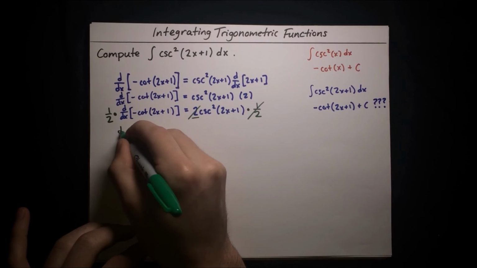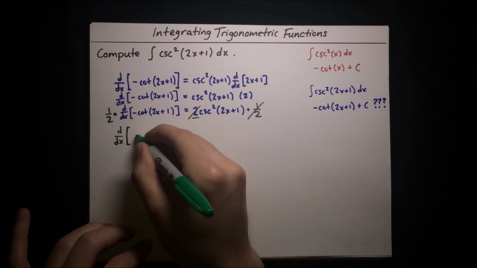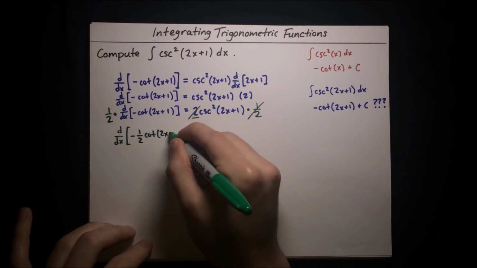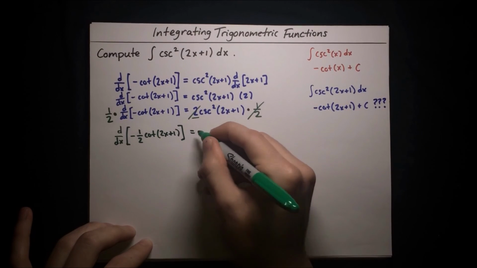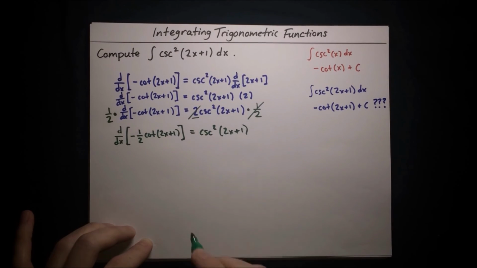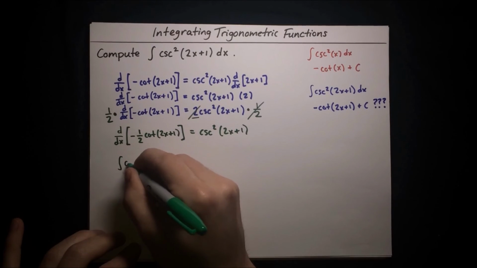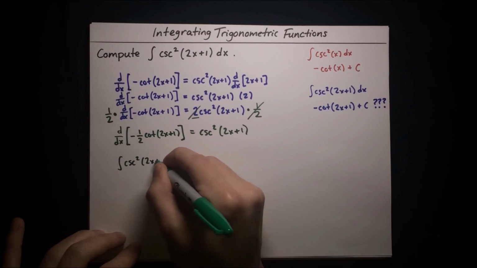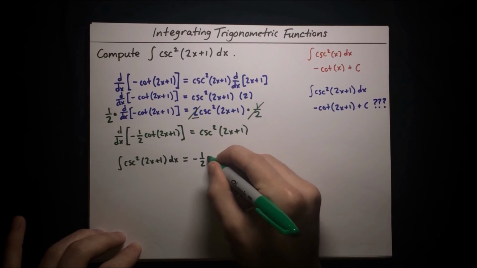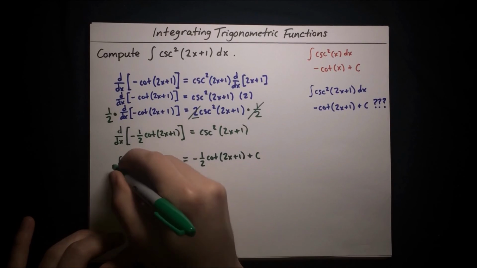So let's write this. This becomes the derivative d over dx of, factoring in that half into the derivative, negative 1/2 cotangent 2x plus 1, and that's equal to cosecant squared of 2x plus 1. So there we go, that's our antiderivative for cosecant squared 2x plus 1. So the integral of cosecant squared 2x plus 1 dx is equal to just negative 1/2 cotangent 2x plus 1 plus our arbitrary constant of integration.